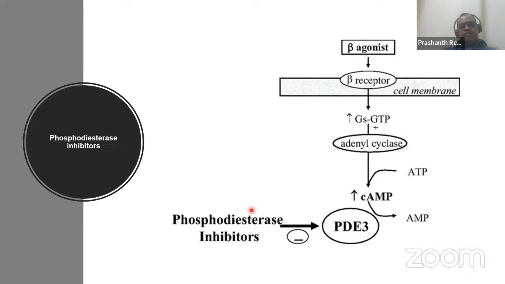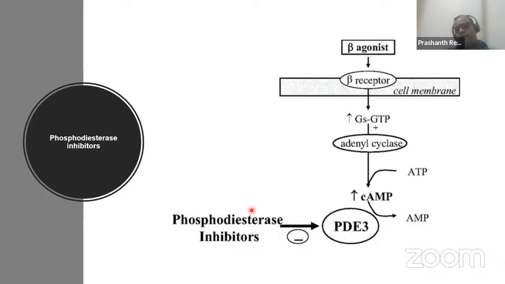The other class of agents is phosphodiesterase inhibitors. To be specific, phosphodiesterase 3 inhibitors. Inside the cell, cyclic AMP is converted to AMP, metabolized by the phosphodiesterase 3 enzyme. These PDE3 inhibitors inhibit the enzyme, leading to an increase in the availability of cAMP inside the cell, thereby leading to increased chronotropy and inotropy in the myocyte.